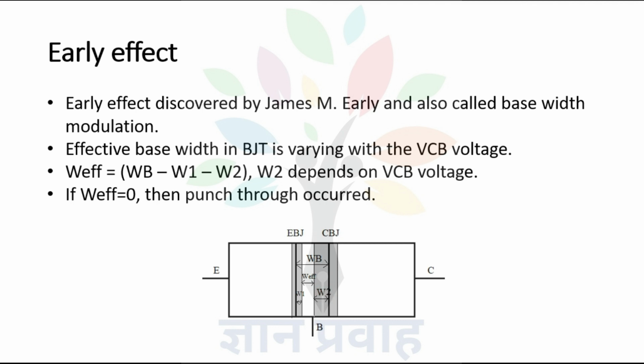So in early effect, when we are increasing reverse bias voltage at output side, then it reduces the base width. If we are decreasing the reverse bias voltage, then it increases the base width. That's why it is called base width modulation effect.